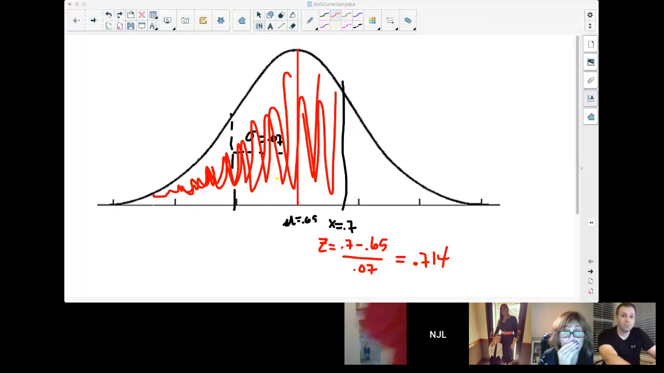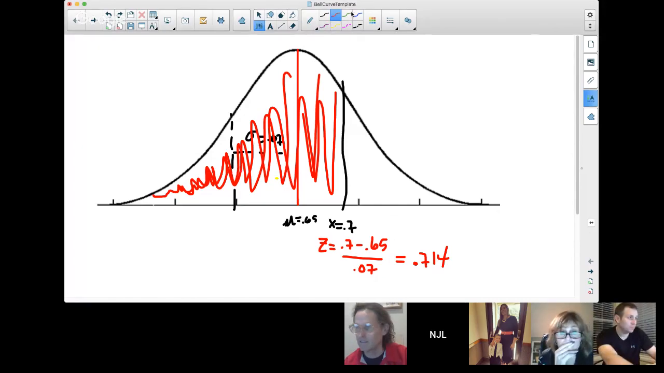That makes sense? Yeah, no, I understand it. I get it. Okay, and so I was just pointing out that because 0.7 is the same distance from the mean as 0.6 was, it's just going in a different direction, right? Exactly. That's why I got the same z-score of 0.714, but this one's positive because it's to the right of the mean. Oh, the last one was negative? Uh-huh. Because it lived to the left of the mean. Okay. That's making a little bit more sense.